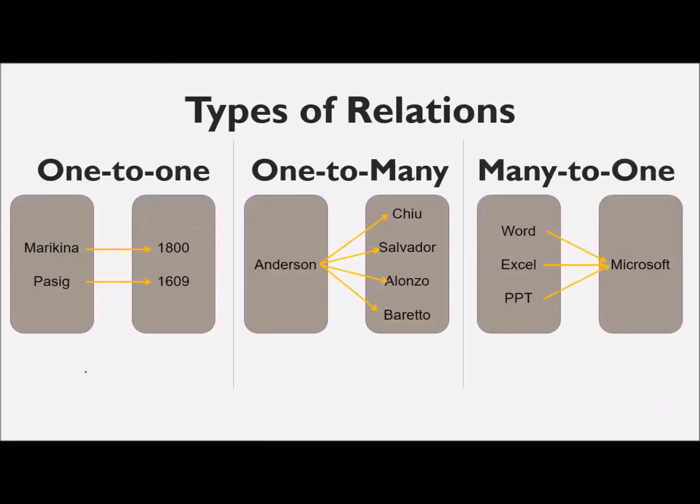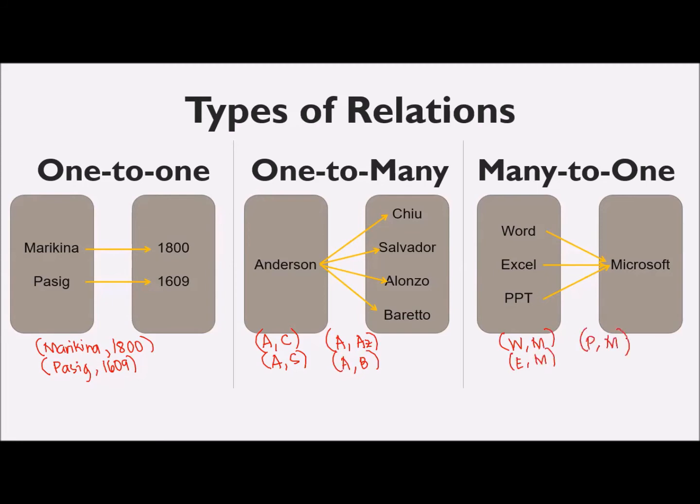Now, balikan natin tong kaninang example natin. So dito, sa one-to-one, kung ilalagay natin siya in ordered pairs, kasi yun yung madaling makita karaniwan. So si Marikina, naka-paired up sa zip code niya na 1800. Si Pasig, naka-paired up sa 1609. Dito naman, si Anderson, naka-pair up kay Chu. Si Anderson, naka-pair up kay Salvador. Anderson and Alonzo. Anderson and then Barreto. Dito naman, Word to Microsoft. Excel to Microsoft. And then PowerPoint to Microsoft. So, ganyan siya. From mapping to ordered pairs.